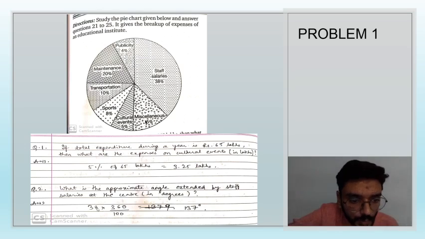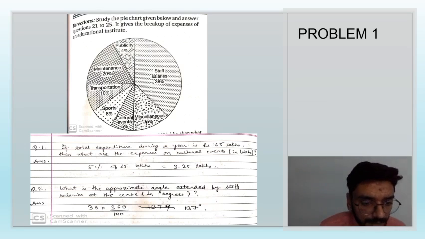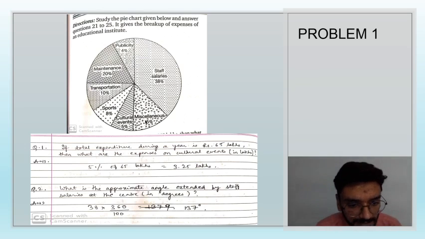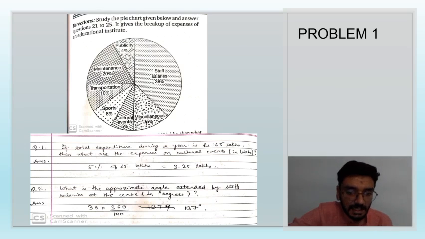So this is a new kind of mathematical calculation that can be asked from you. What is the approximate angle extended by the staff salary at the center? Now you can see the whole circle is of 360 degrees. You have to find out the angle covered by this, you can see the cursor, the angle covered by the staff salary only. So it is quite a simple operation.